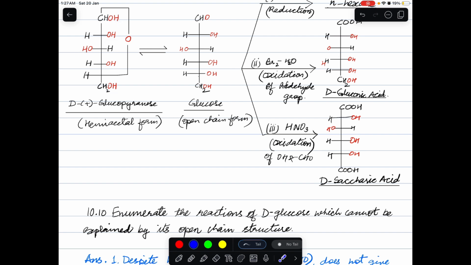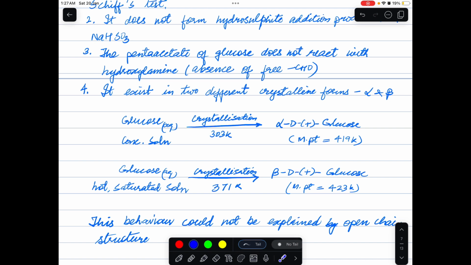Now if we block all these OH groups by converting them to acetate groups, we will be left with only this CHO which will interact with hydroxylamine. But what we found is that in the case of glucose, even with hydroxylamine we are not getting any reaction. Why? Because the terminal CHO is involved in the ring formation, therefore it will not react with hydroxylamine. So it is again a proof that it has the ring structure.